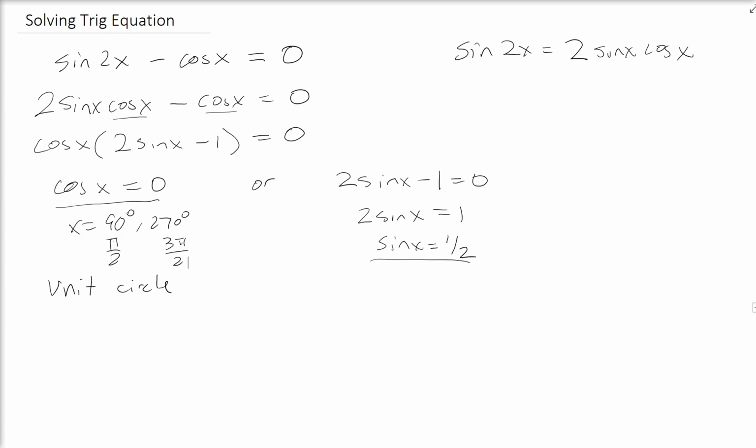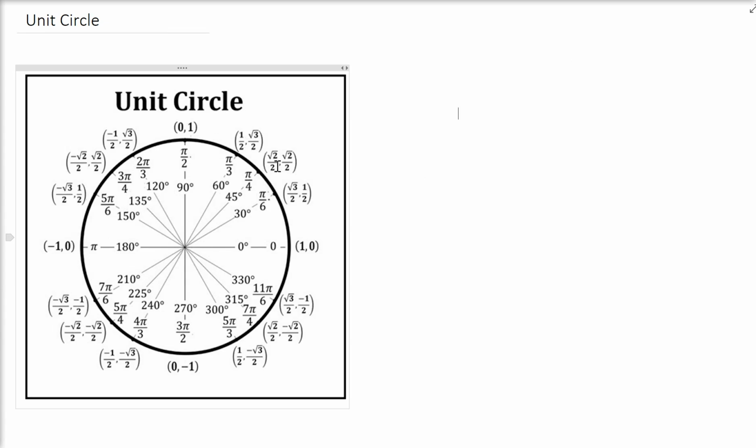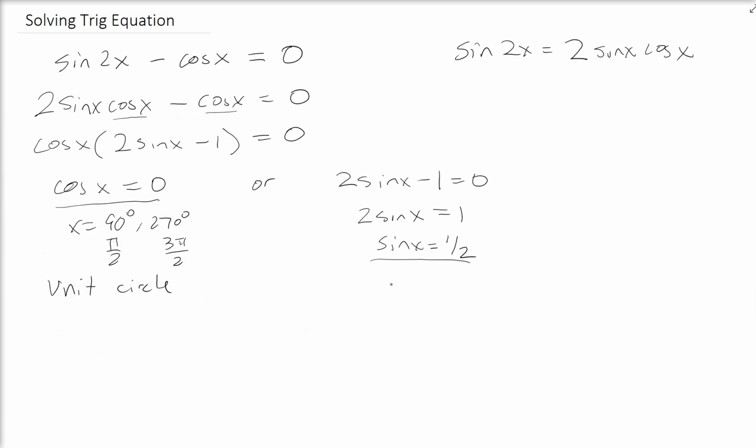Sine of x equals 1/2. That's the second coordinate. So either at pi over 6 or 30 degrees, sine of x equals 1/2, or 5 pi over 6, 150 degrees. So those are the two angles there. So we've got x equals 30 degrees or 150 degrees, and that's equal to pi over 6 or 5 pi over 6. So these four angles are the four values that solve this original equation here. Sine of 2x minus cosine of x equals 0.